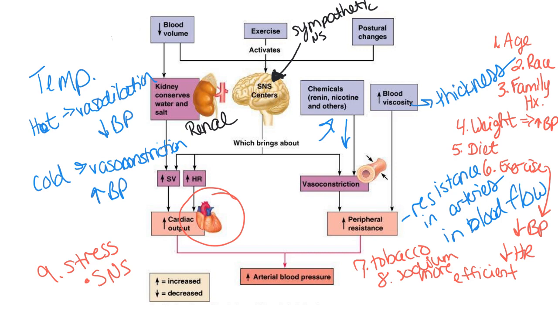Okay, so we will be taking blood pressure, taking pulse, and then kind of analyzing that data and talking about what would happen, what's the difference between an athlete and that kind of thing.